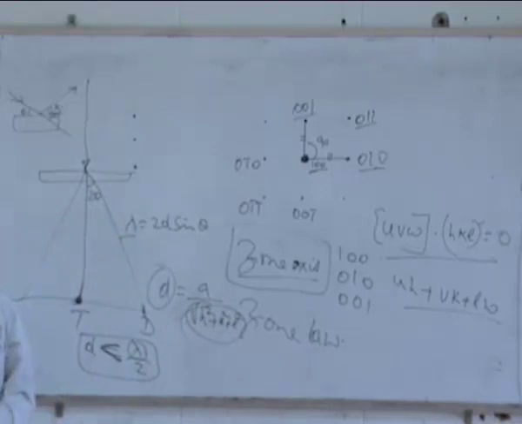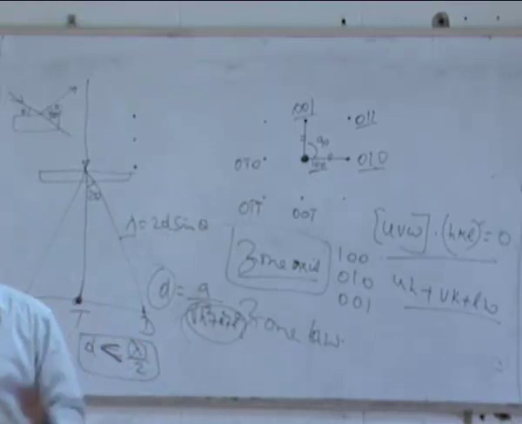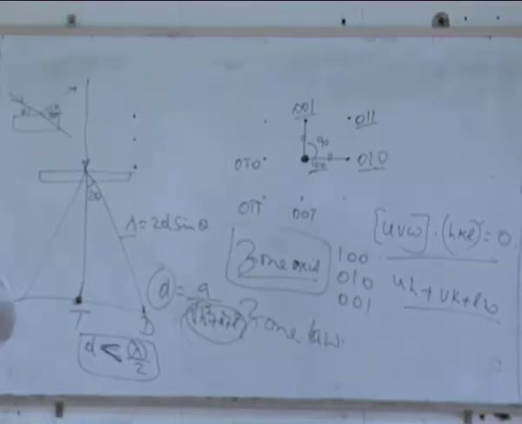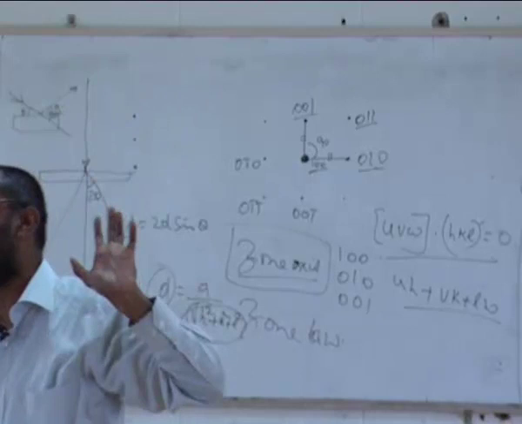Right? If the HKL is a bigger number, then the D will be smaller. D will not be larger. So what is the largest D that I can get? That will be with the smallest HKL. What is the smallest HKL which satisfies my condition that HKL should be unmixed?